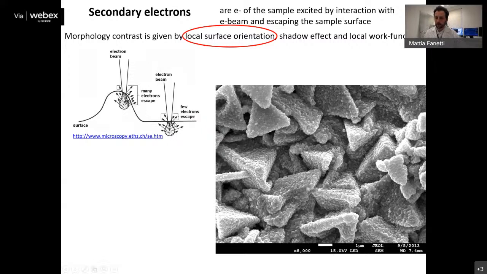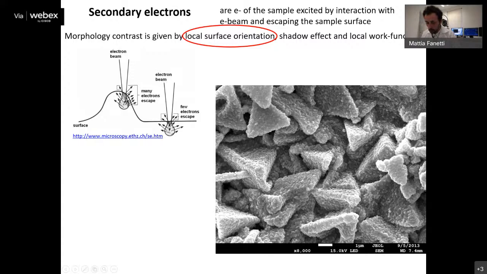Here you can see that the part of the interaction volume which is close enough to the surface to allow for emission of secondary electrons depends on the local tilt of the surface. If I have a flat surface, the volume which can emit the secondary is very small, while if I have a locally tilted surface, the number of secondary electrons which can escape the surface is much higher. For that reason, we say that secondary electron emission is dependent on the local surface orientation.